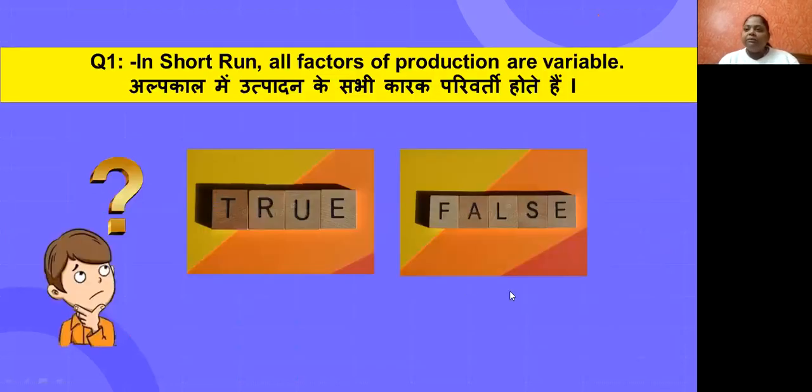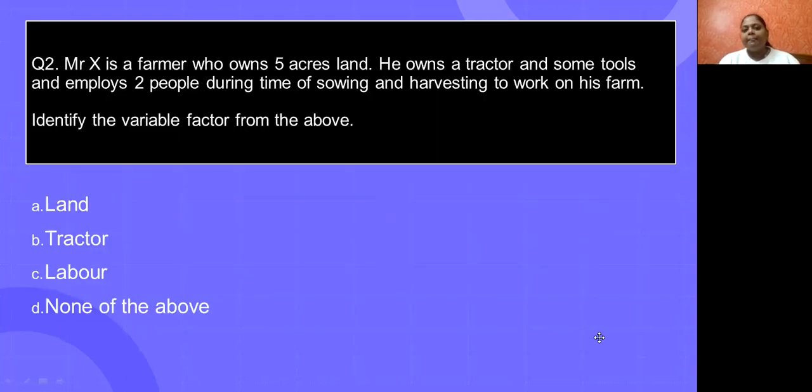Now, I want the answer to this question quickly. In the short run, all factors of production are variable. Is this true or false? Yes, the answer to this question is false, because in the short run, at least one factor remains fixed.